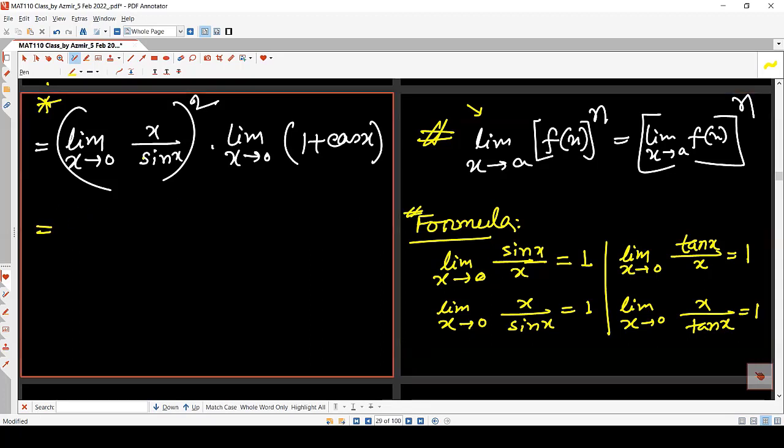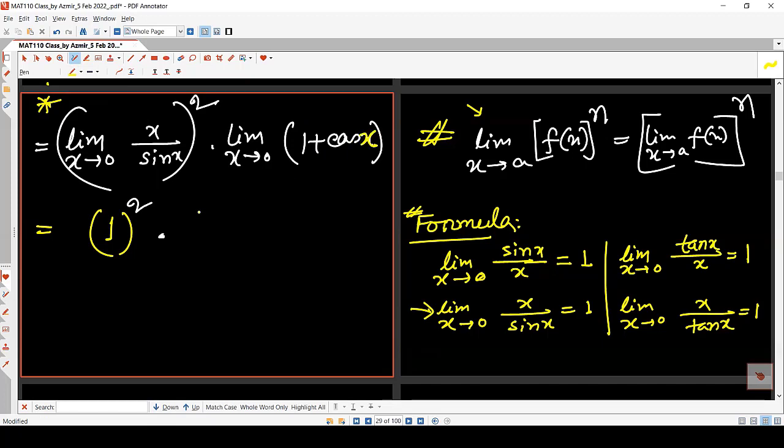So you can see that this one is going with this formula. Limit x tends to 0, x divided by sine x is actually 1. So 1 is squared, times the next limit, which is very easy to compute.